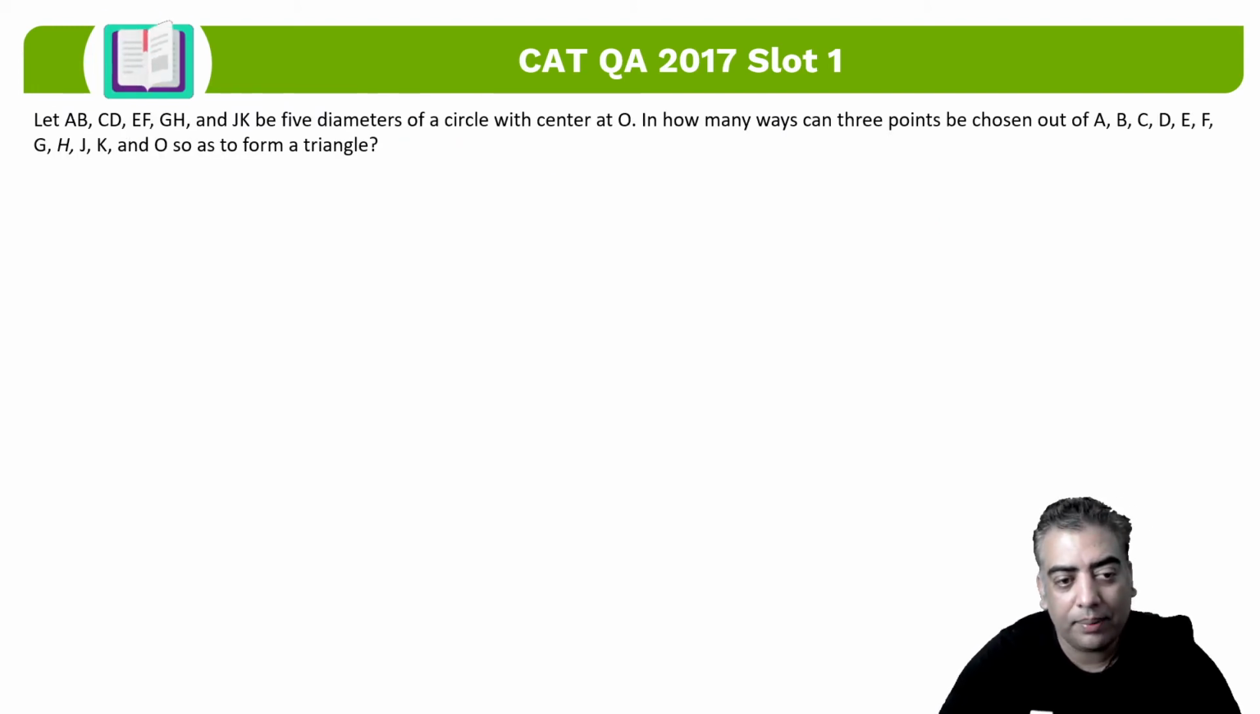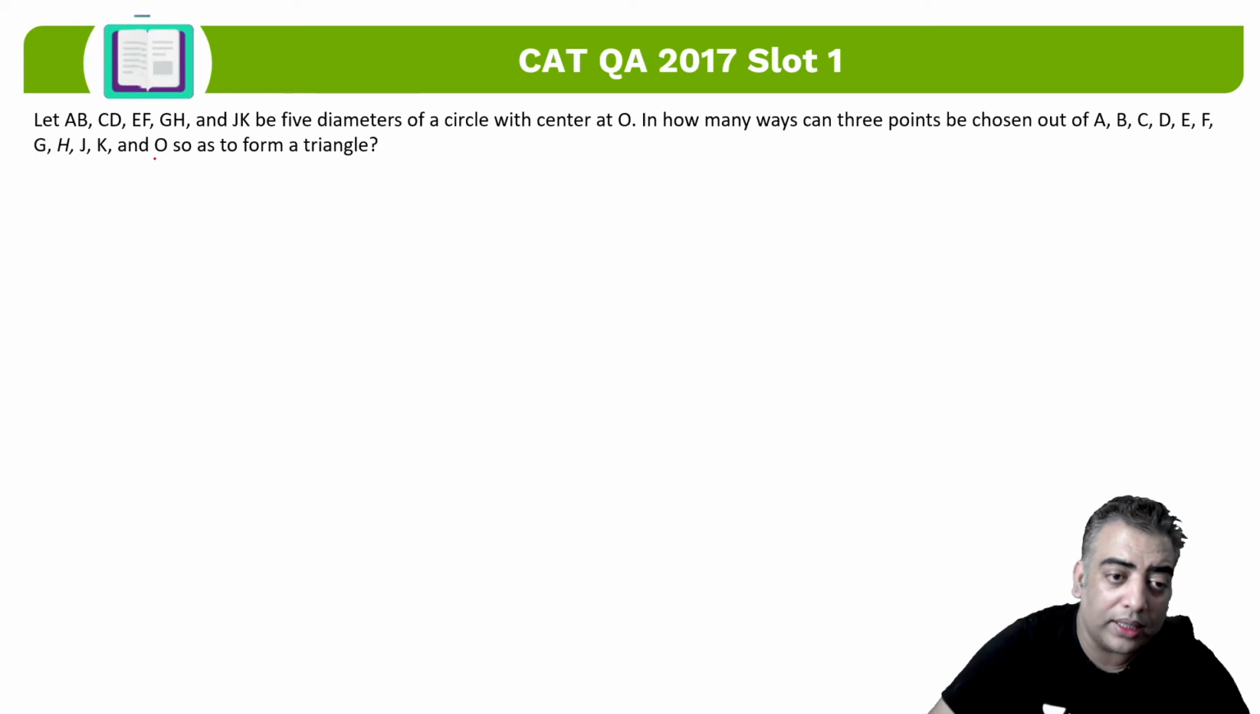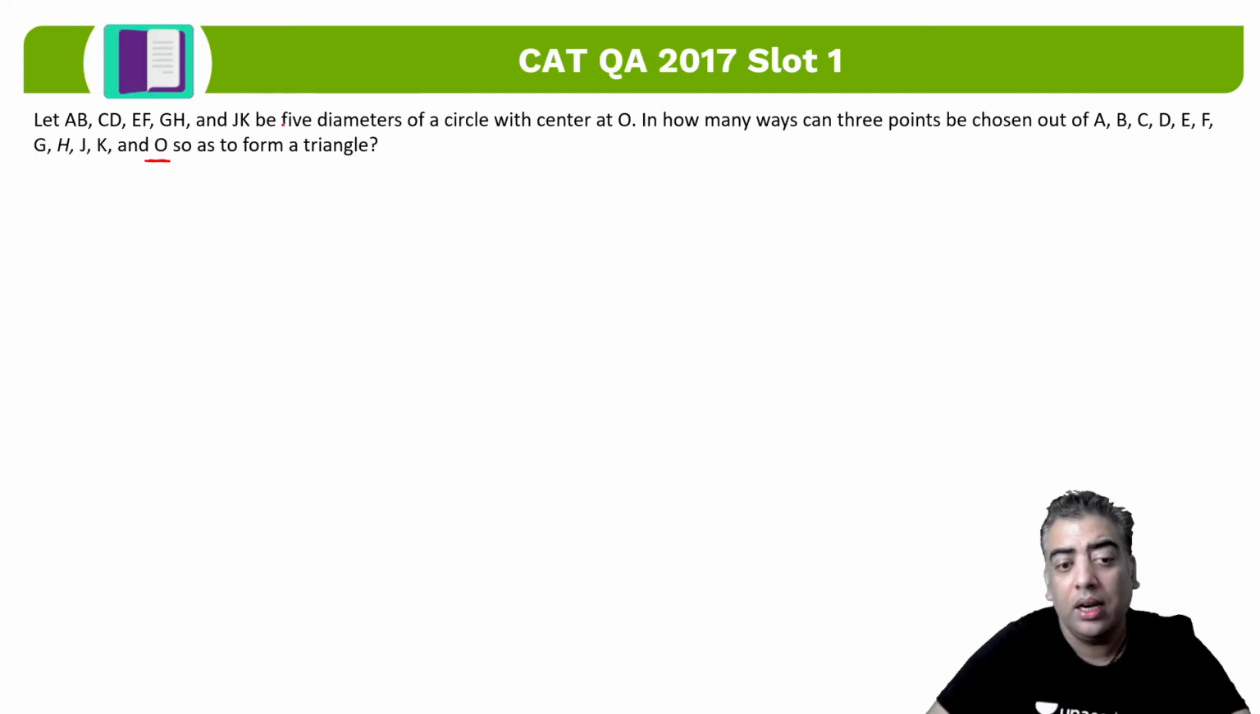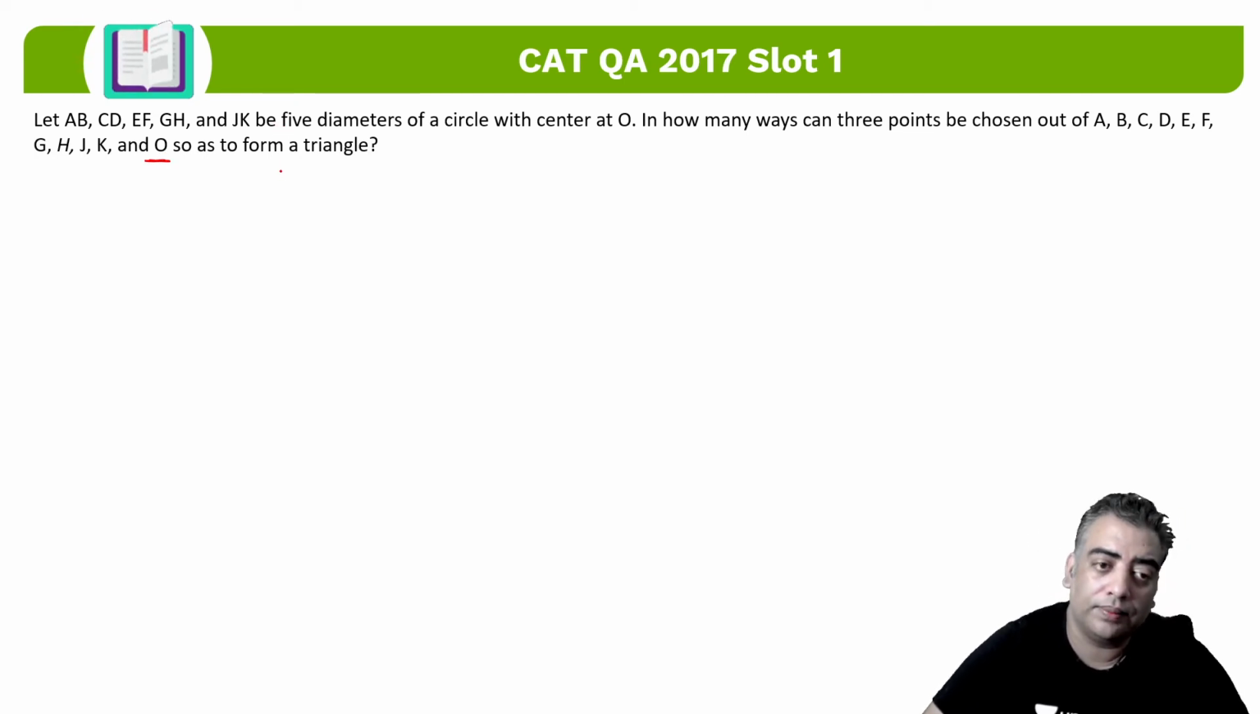Here it says let A, B, C, D, E, F, G, H, J, K be 5 diameters of a circle with center at O. In how many ways can 3 points be chosen out of A, B, C, D, E, F, G, H, J, K and O as well, which is the center of the circle, so as to form a triangle?